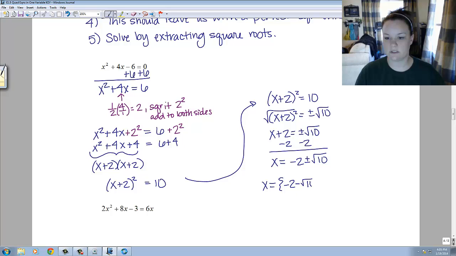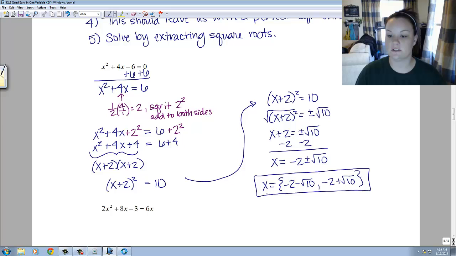Okay. Now, a couple of things I want to point out, because sometimes they get kind of nasty. There is a shortcut. Whenever I took half the middle term, that gave me 2. Whatever you get when you take half the middle term, that is the number that should end up in your squared quantity. If this would have been negative 4x, when I take half of negative 4x, I would get negative 2. This would have factored into x minus 2 squared. Whatever that value is when you take half of the x term coefficient, that will always be the value that shows up in your factored quantity.